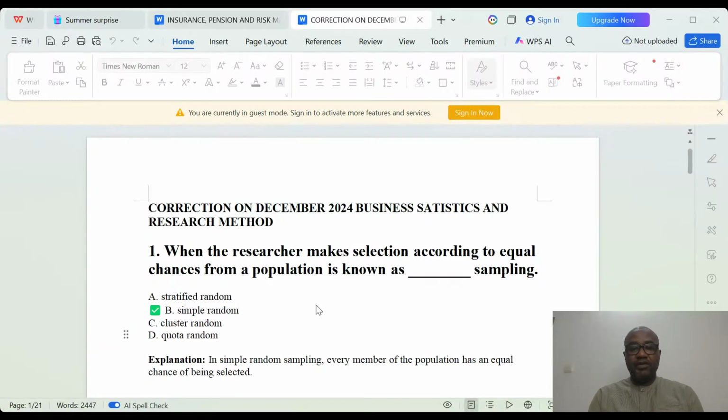So you can make a response on the chat so that we all will be on the same page. Respond to the question on the chat.